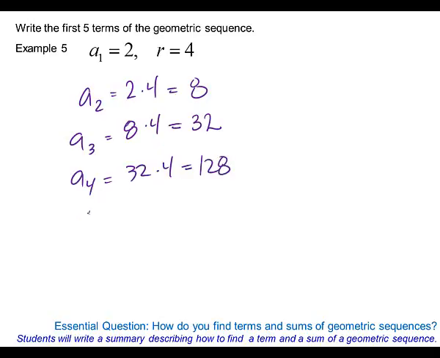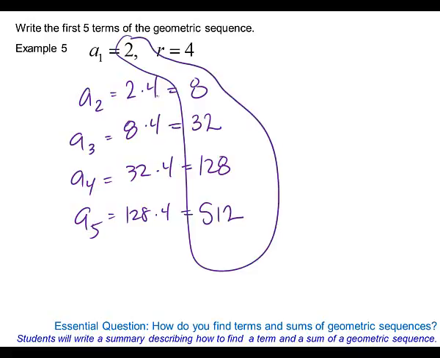You all have calculators. All right, and then 128 times 4, which is 512. The other way you could think about this, and that sometimes, because on the test, it's going to be written a little bit differently. It will be written 2, and then all I really have to do is multiply 2 times 4, right? Multiply 8 times 4. Multiply 32 times 4.